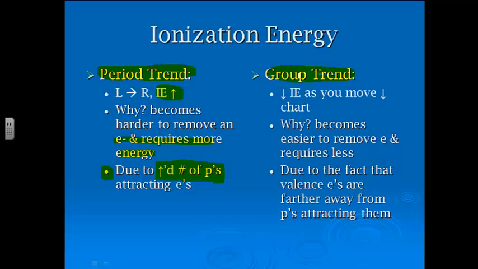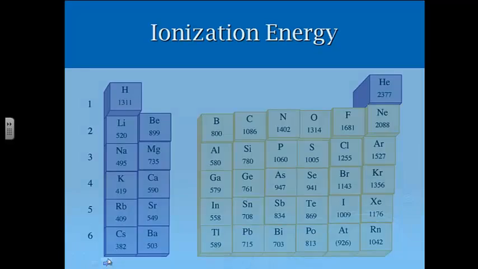The group trend is going to be the opposite. It decreases ionization energy as you move down the chart. Well, why? It becomes easier to remove, the E stands for electron, and requires less, that should say, energy. Okay, due to the fact that those valence electrons are further away from the protons attracting them. So they just have the larger radius.